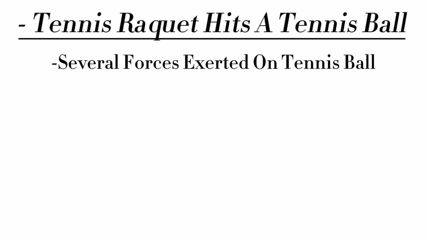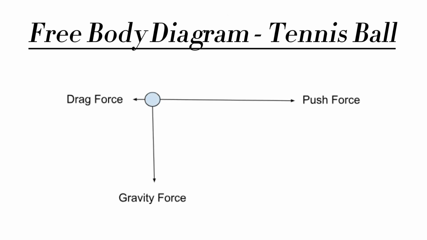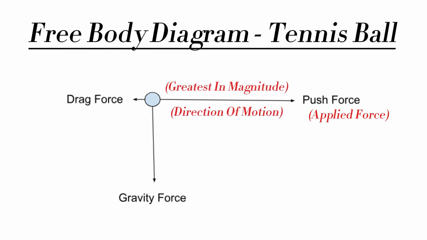Before we explore the intricate details of forces, it is tremendously useful to create a model of the forces acting upon an object. This model is called a free body diagram. A free body diagram represents an object with a dot and arrows pointing outward from the point with varying lengths and directions to represent the magnitude and directions of the forces. The push force is the applied force from the tennis racket to the tennis ball. Its force arrow is longer than the others because it is the greatest in magnitude, and this states that the motion is in the direction of the push force.